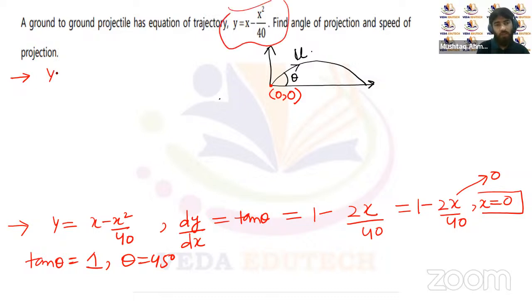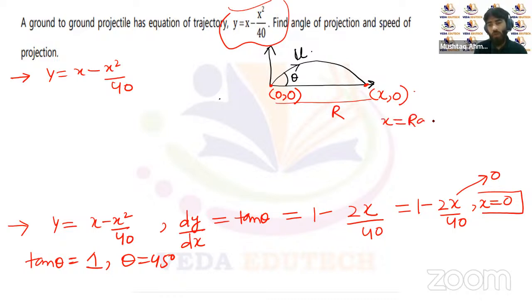It means that y has been given as x minus x square upon 40, right? So y is the vertical coordinate of this projectile at some time t, and x is the x coordinate. Once this projectile strikes this horizontal level, it has some x coordinate, but its y coordinate is equal to 0, right? So at that time, the value of x will be equal to the range of this projectile. When this projectile strikes the horizontal surface, its y coordinate will be equal to 0 and the x coordinate will give us the range of this projectile.